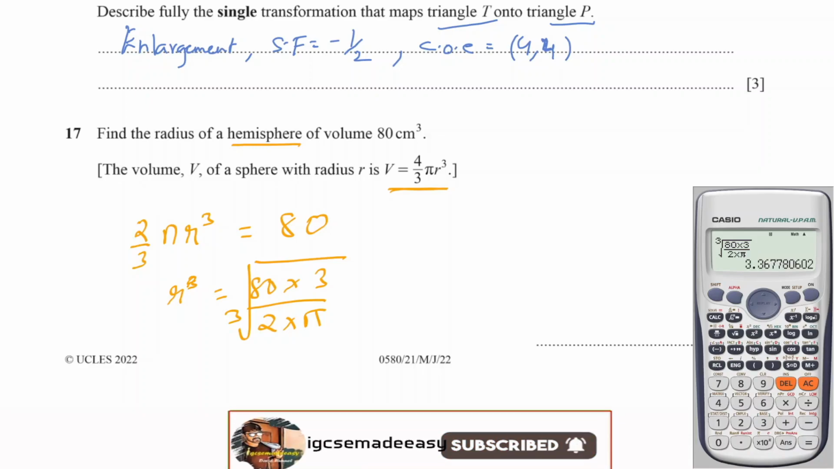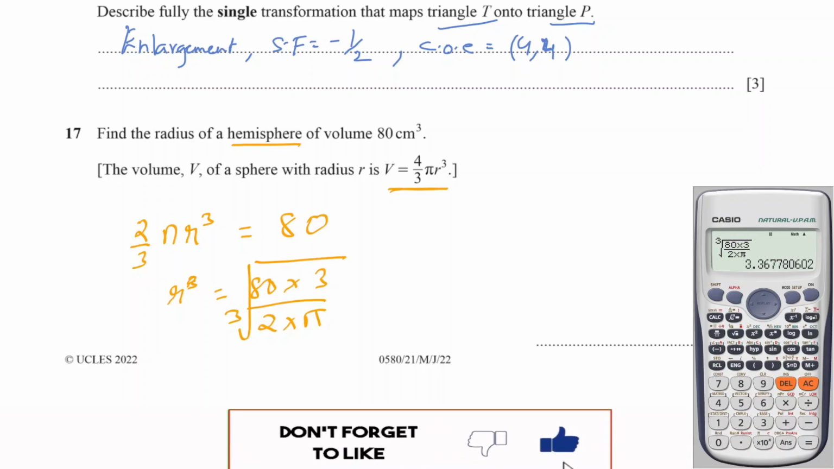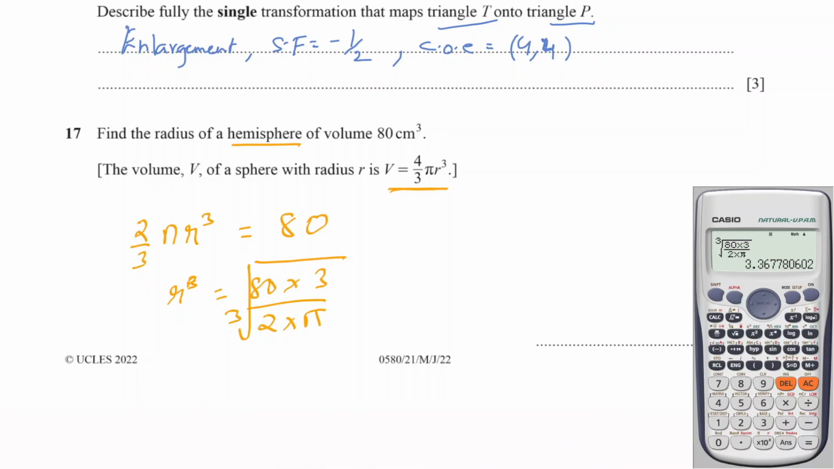3.367, something like that. So we can round it off and we can write this as 3.37. 3.36 it's given, so 3.37, note it up to 3 significant figures. So that would be our final value of r.